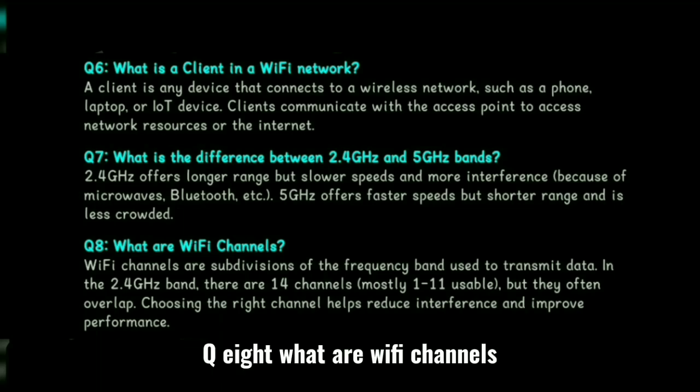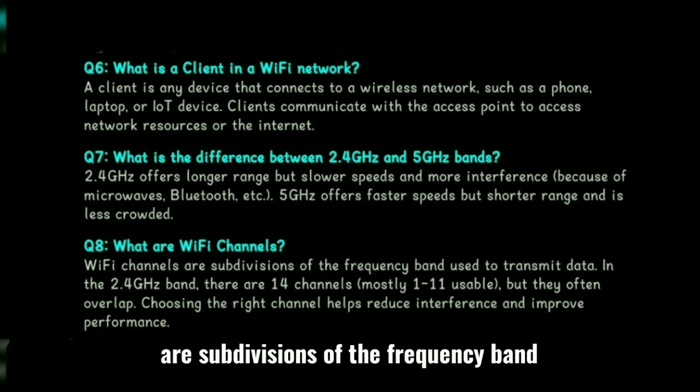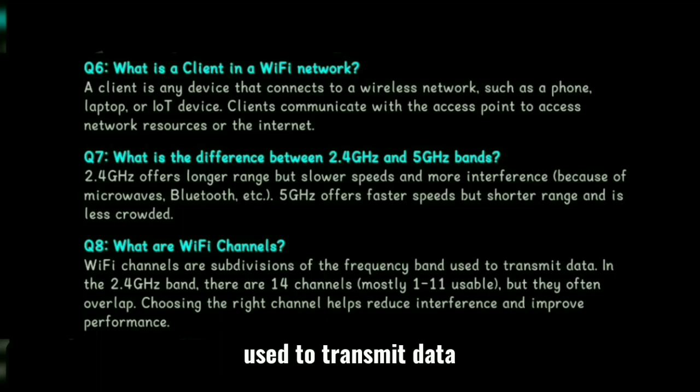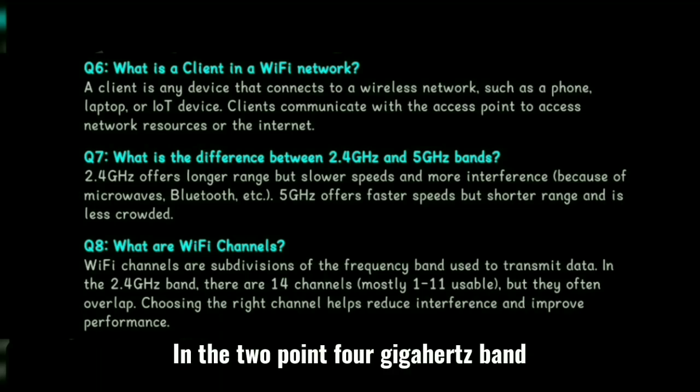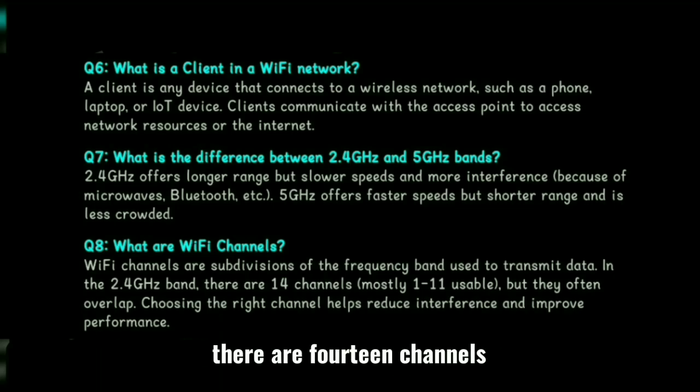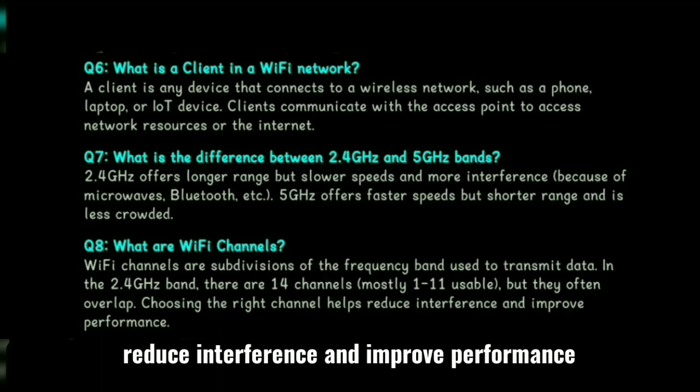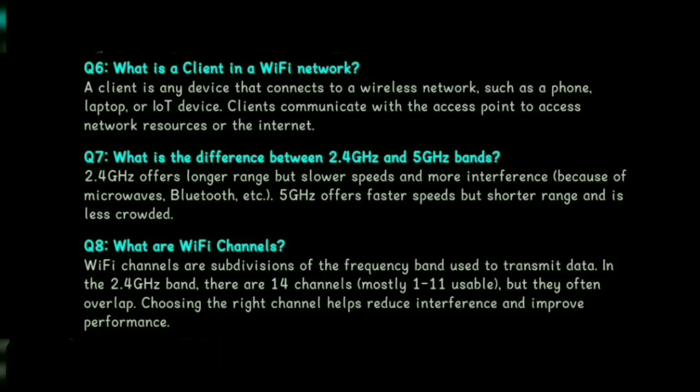Q8. What are Wi-Fi channels? Wi-Fi channels are subdivisions of the frequency band used to transmit data. In the 2.4 GHz band, there are 14 channels, mostly 1 to 11 usable, but they often overlap. Choosing the right channel helps reduce interference and improve performance.